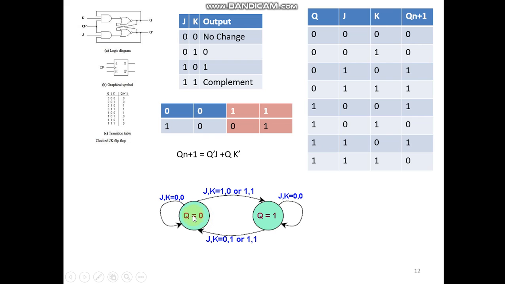State diagram. Here when 0 0 means the same state is available. So here also 0 0 means same state. When J is equal to K is equal to 1, it will be complemented. Same condition, J is equal to K is equal to 1 means the state will be changed. As well as J value 1, K value 0 means it will be set. Here J value is 0, K value 1 means the Q will be reset. So they are putting the arrow mark this way. This is the JK flip flop.